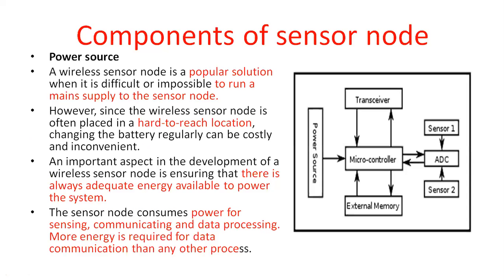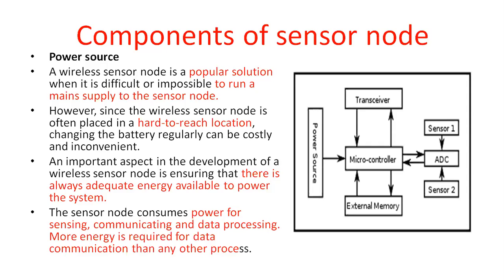Coming to the power source, another important component here is the power source. The wireless sensor node is a popular solution when it is difficult or impossible to run a main supply to the sensor node. Since the wireless sensor network is placed in a hard to reach location, changing the battery regularly can be costly and inconvenient. An important aspect in the development of a wireless sensor network is ensuring that there is always energy available to power the system.